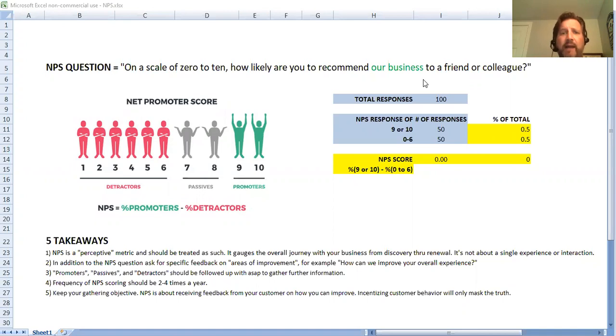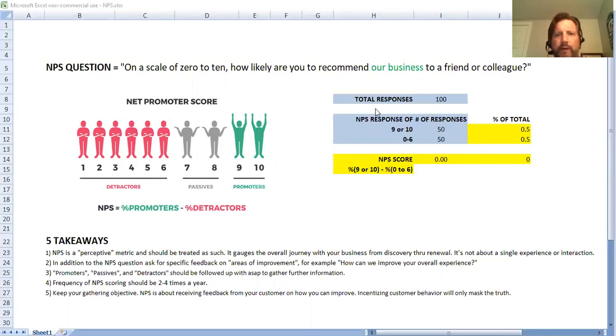And on that scale of 0 to 10, what the actual metric is gathering here is three categories or buckets of scores. People that score that question as a 9 or a 10 are considered promoters. 7 or 8 are passives, or what I like to call neutrals. And then 0 through 6 would be considered detractors. And the calculation for the score is just the percentage of promoters minus the percentage of detractors.